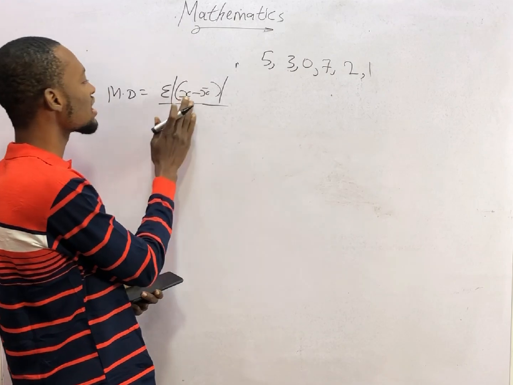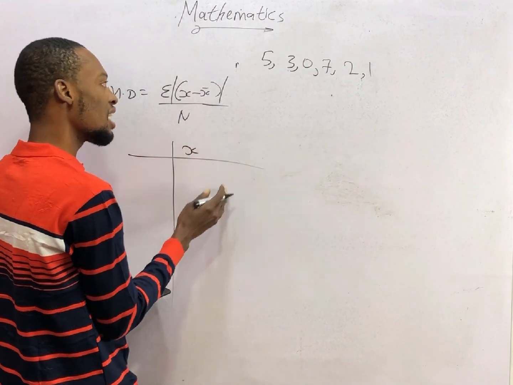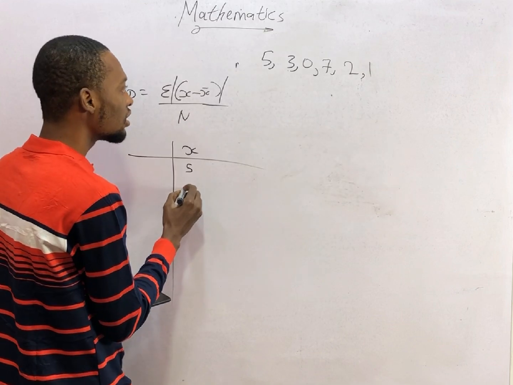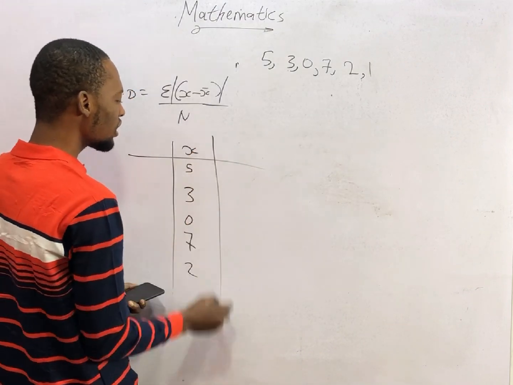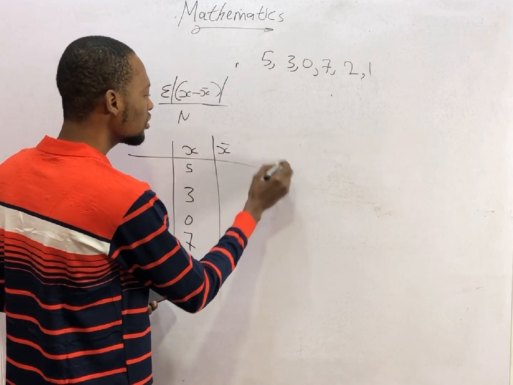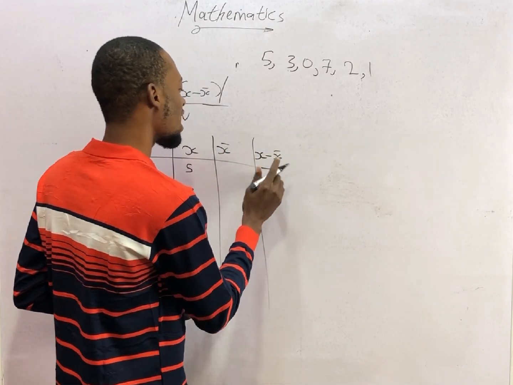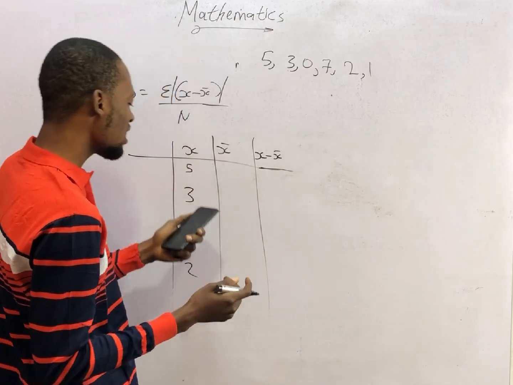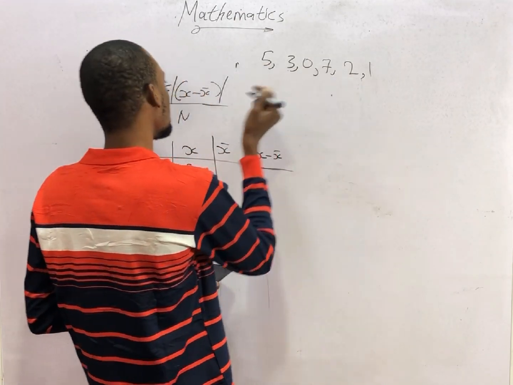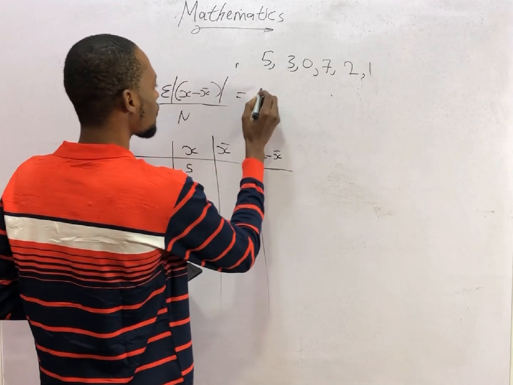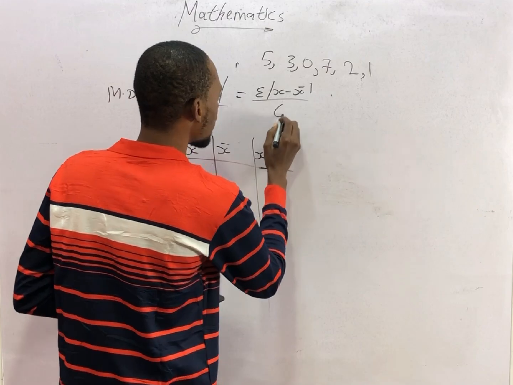If mean deviation is x minus x bar, it simply means we need x. We already have x. They are 5, 3, 0, 7, 2, and 1. Then we need x bar. Then we subtract them. X minus x bar, absolute value. And n here is 6 because we have 1, 2, 3, 4, 5, 6 numbers. So summation of |x minus x bar| over 6.